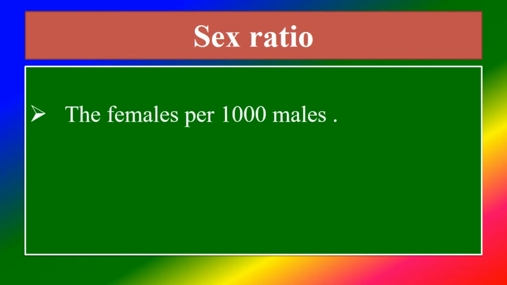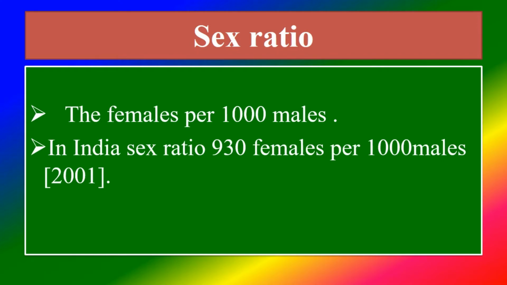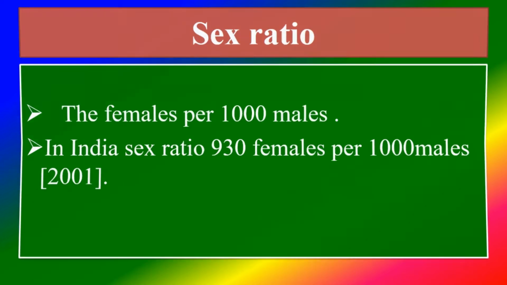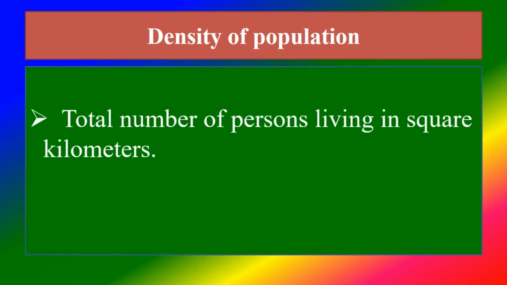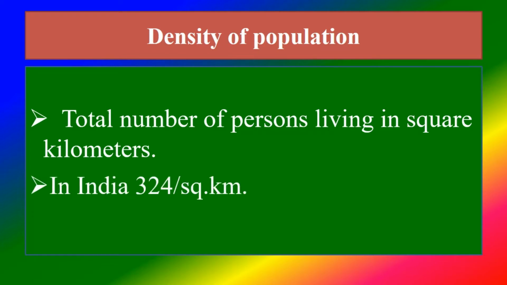The number of females per 1000 males. In India, the sex ratio is 930 females per 1000 males according to the 2001 census. Density of population is the total number of persons living per square kilometer. In India, it is 324 per square kilometer.